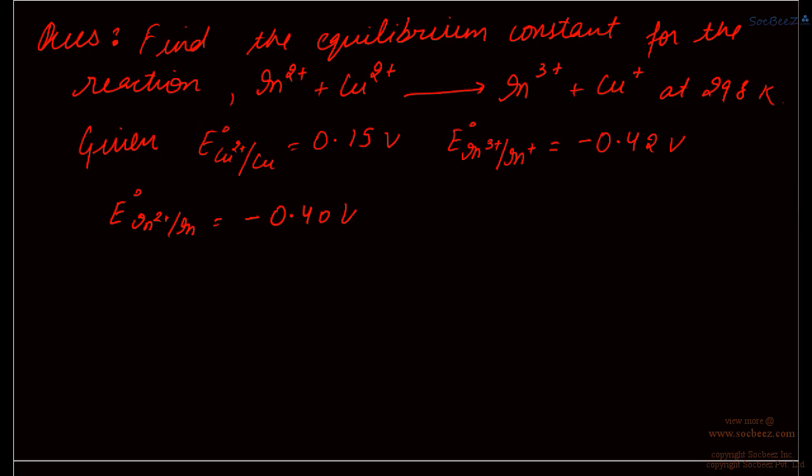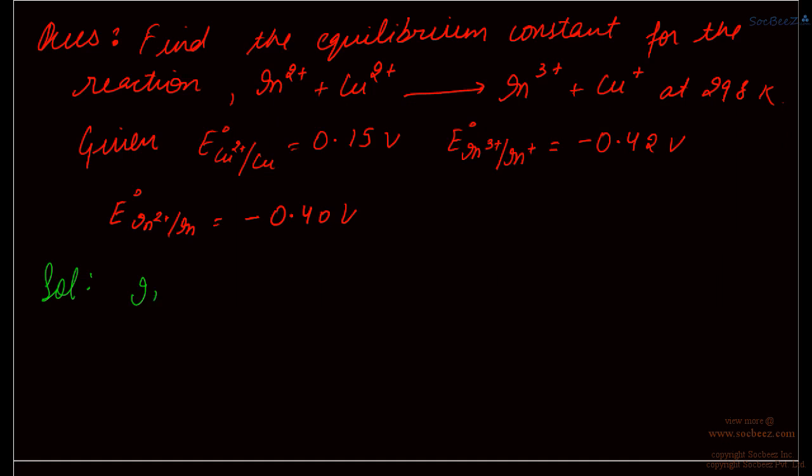Okay, let's move to another question. The question says find the equilibrium constant for the reaction In2 positive plus Cu2 positive gives In3 positive plus Cu positive at 298 Kelvin. The given conditions are E naught Cu2 positive to Cu positive is 0.15 volt, E naught In3 positive to In positive is minus 0.42 volt, and E naught In2 positive to In positive is minus 0.40 volt. So let's see how to solve this question.